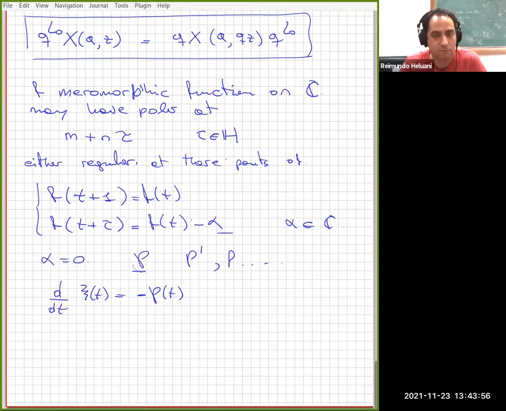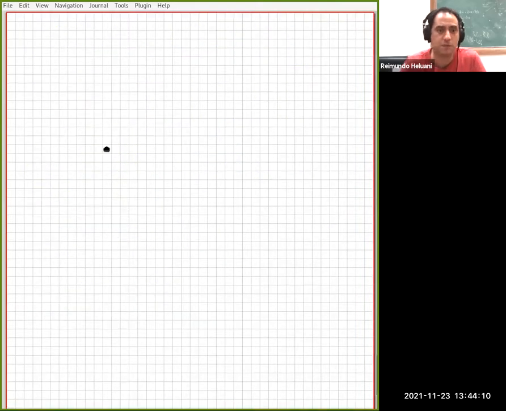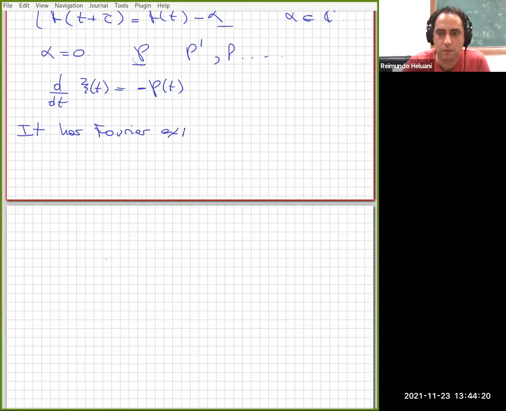So in the case of a periodic function, an elliptic function, the point is that whenever you have this function with these conditions and it's periodic with respect to t, then it has Fourier expansions. So let me call those Fourier expansions of f. Well, now you need to pick where.